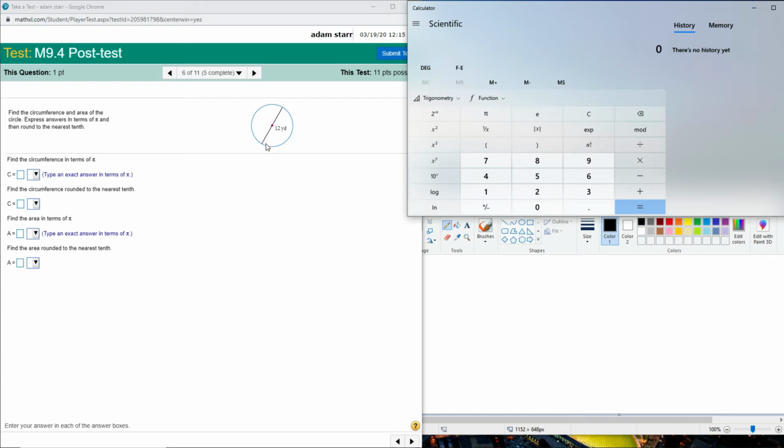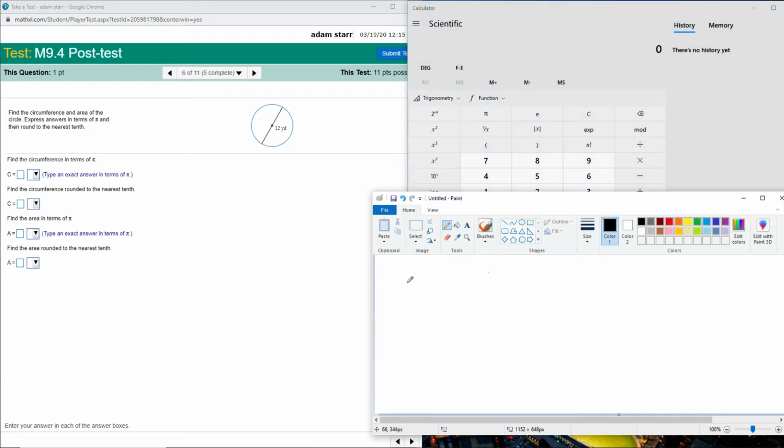It's giving me the diameter, so I know that my radius is going to be half that. So taking the 12 dividing by 2, I know my radius is 6. So when I'm looking at the circumference formula, again, it wants it in terms of pi. So 2 pi r. So if I substitute, I'm going to leave pi as pi. It'd be 2 pi and then the 6, because that's my radius.